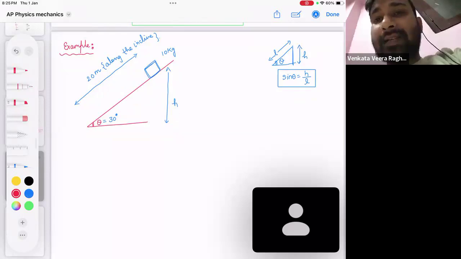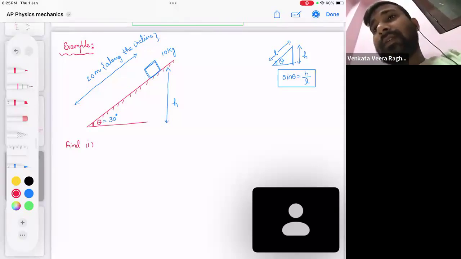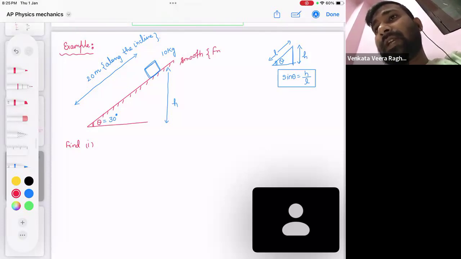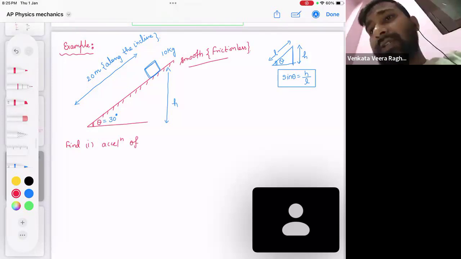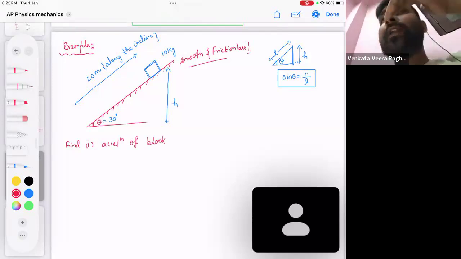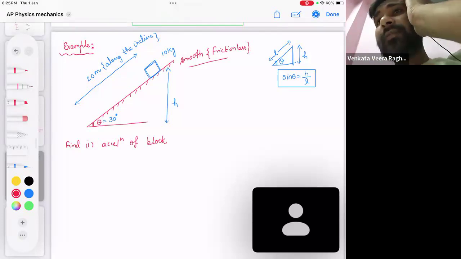So here they are asking in the question, find first thing. This inclined plane is a smooth one. What kind of incline is this? Smooth. Smooth means a frictionless incline is given to us. To find first thing, the acceleration of the block. Can you tell me which direction the acceleration of the block will come?